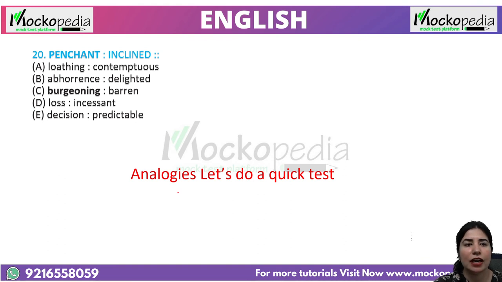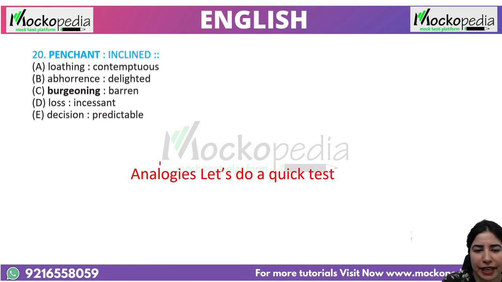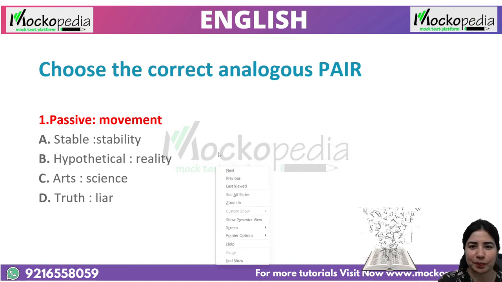So see, when you have this feeling of penchant, that means you're strongly inclined towards something, right? So loathing is when you feel a strong sense of contempt towards something. So A would be the right answer, right? So this brings us to the end of the first set. Now we'll do quick 10 questions, which would be just a quick test. So let's get started. You can see the first question. I'll give you 30 seconds and we'll start with the discussion.